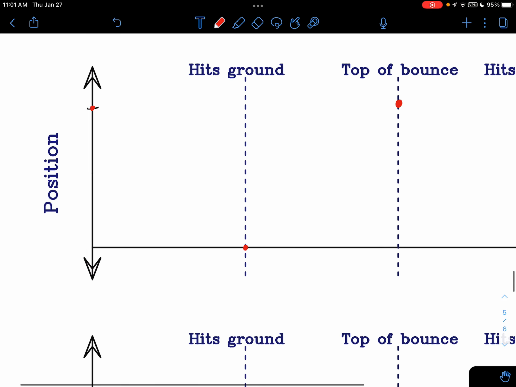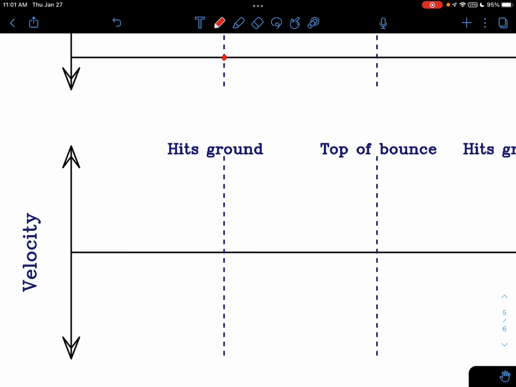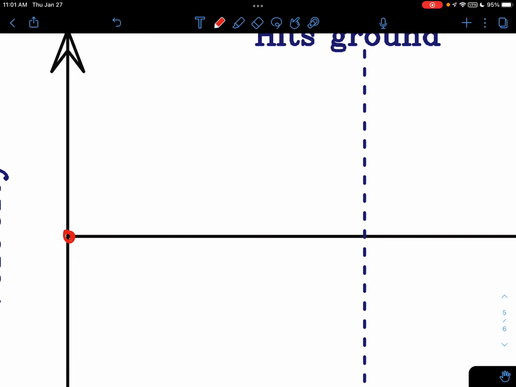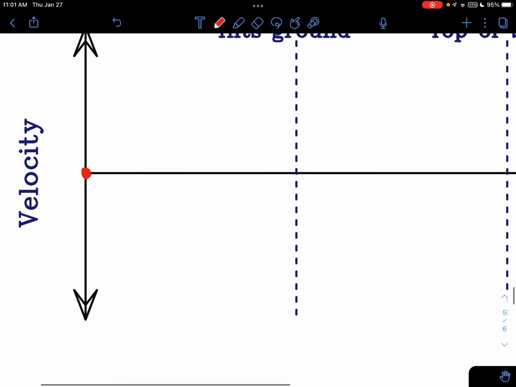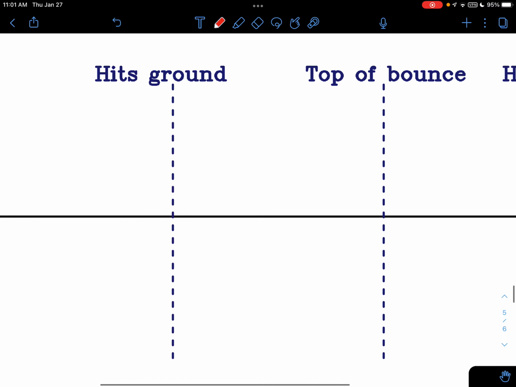So what we're going to do is take a look at just marking some things on our velocity, right? We know our velocity starts from rest in our hand, so it's going to start at 0. And then it's going to start going down, so we know our velocity is going to be negative. And then when it hits the ground, we know it's going to start going up again, so it's going to be positive for a while.